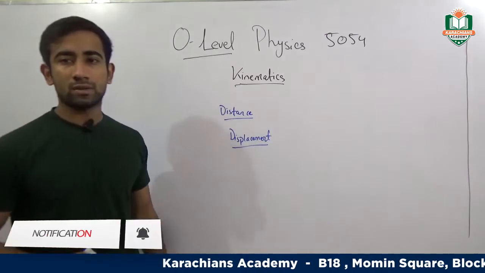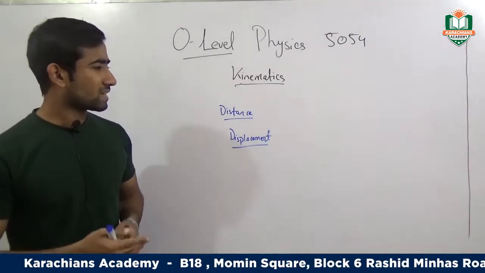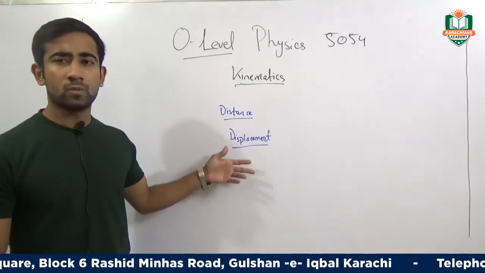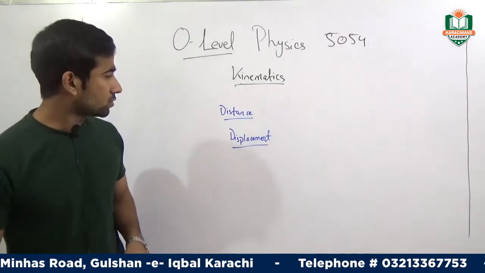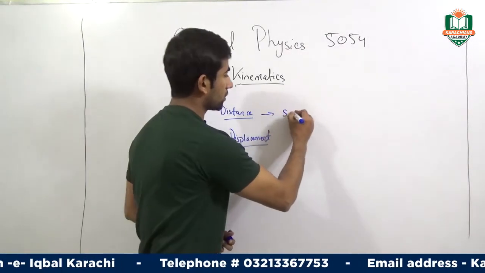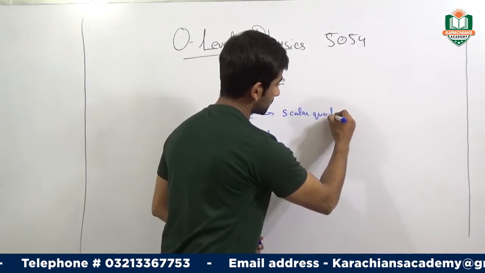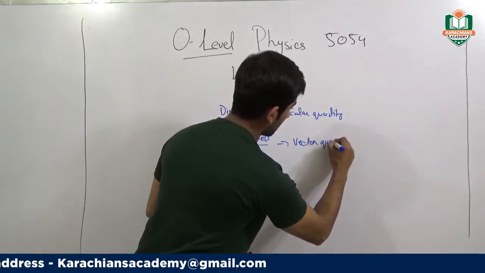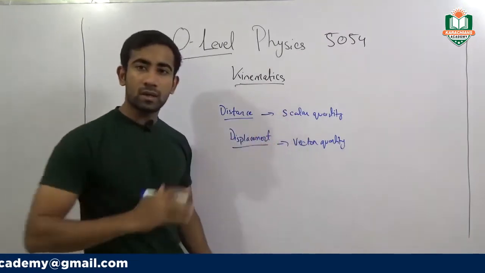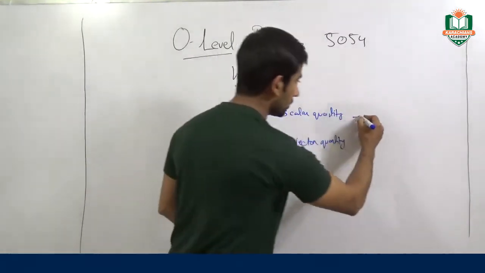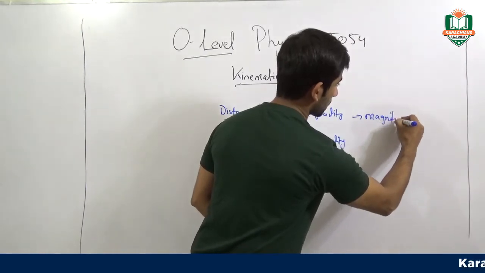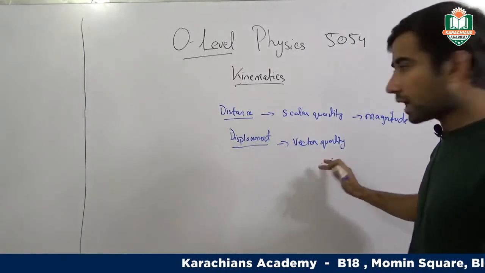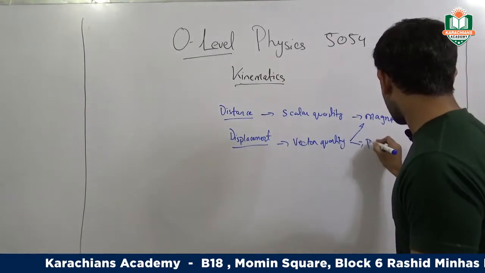These two terminologies, distance and displacement, are the ones students get most confused between, but there's nothing to be confused about, because distance is a scalar quantity and displacement is a vector quantity. So what is the difference between a vector quantity and a scalar quantity? A scalar quantity has just a magnitude, while displacement is a vector quantity, which means it has a magnitude as well as a direction.